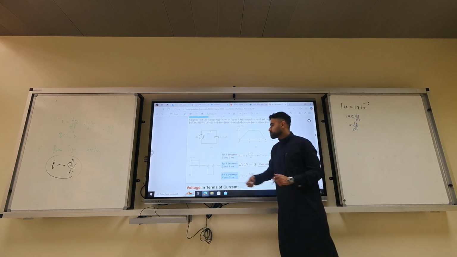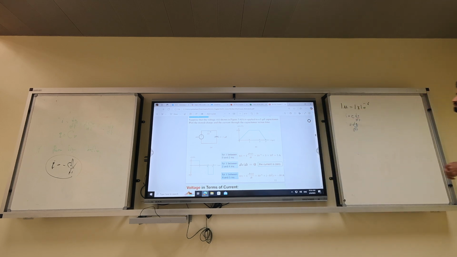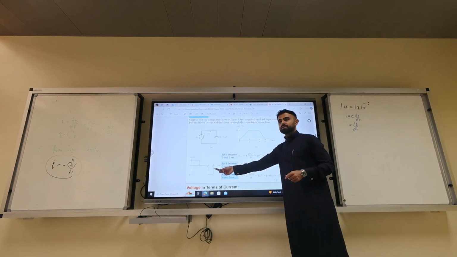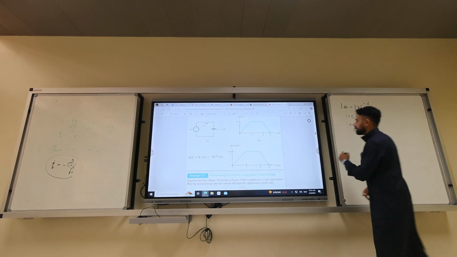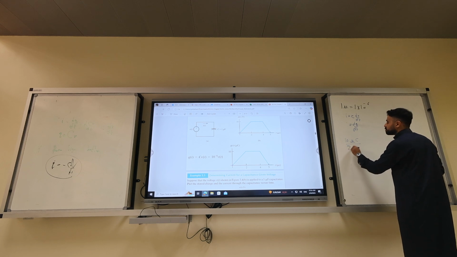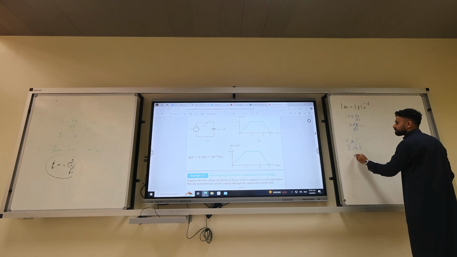Here the time is in microseconds. So we divide 10 microcoulombs over 2 microseconds. The micros will cancel, that's why you have 5 amps.